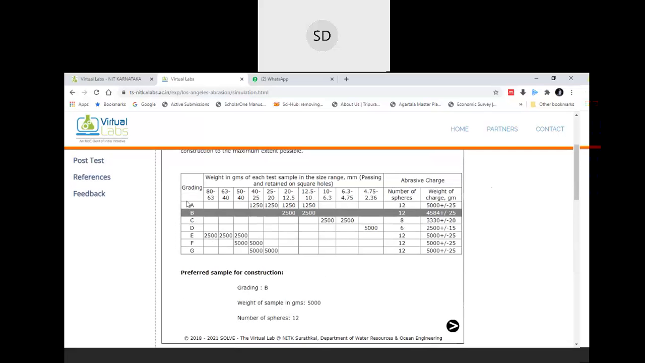So this is the gradation of the different aggregates. For this, we will try gradation or grading B. For this, we have to take sieves of 20, 12.5 and 10. And our number of abrasive charges would be 12, and their weight would be 4584 plus minus 25 grams.